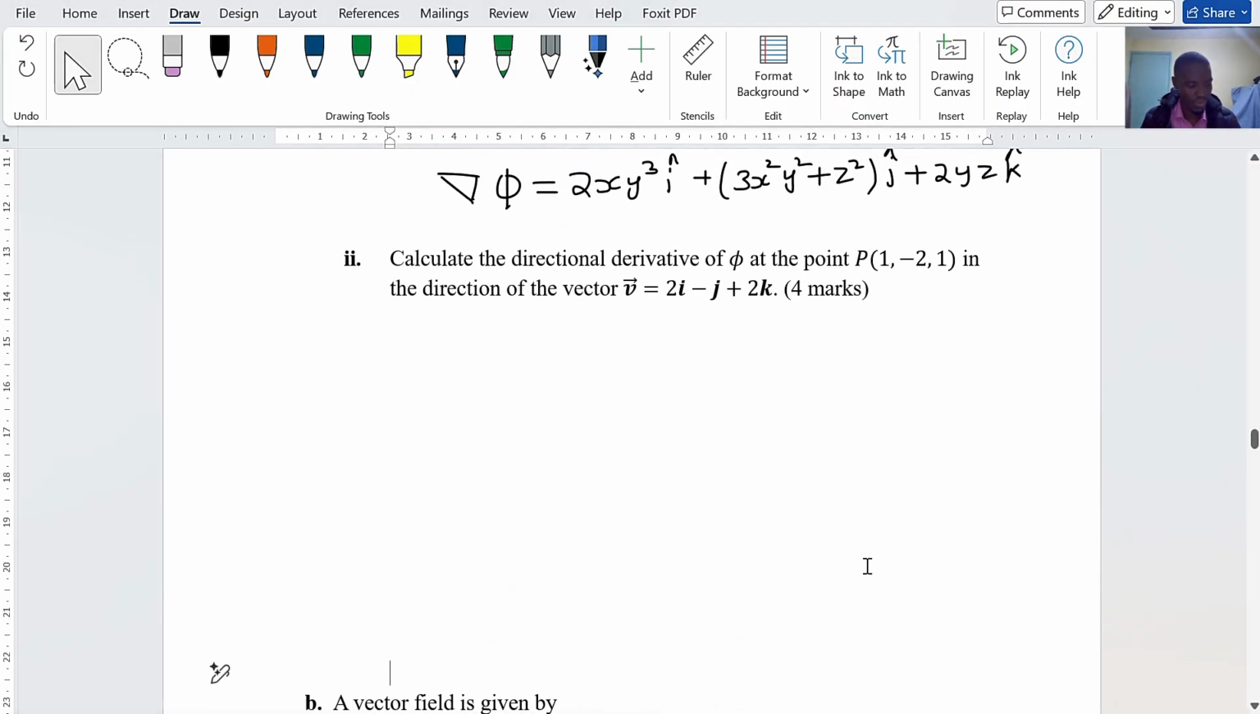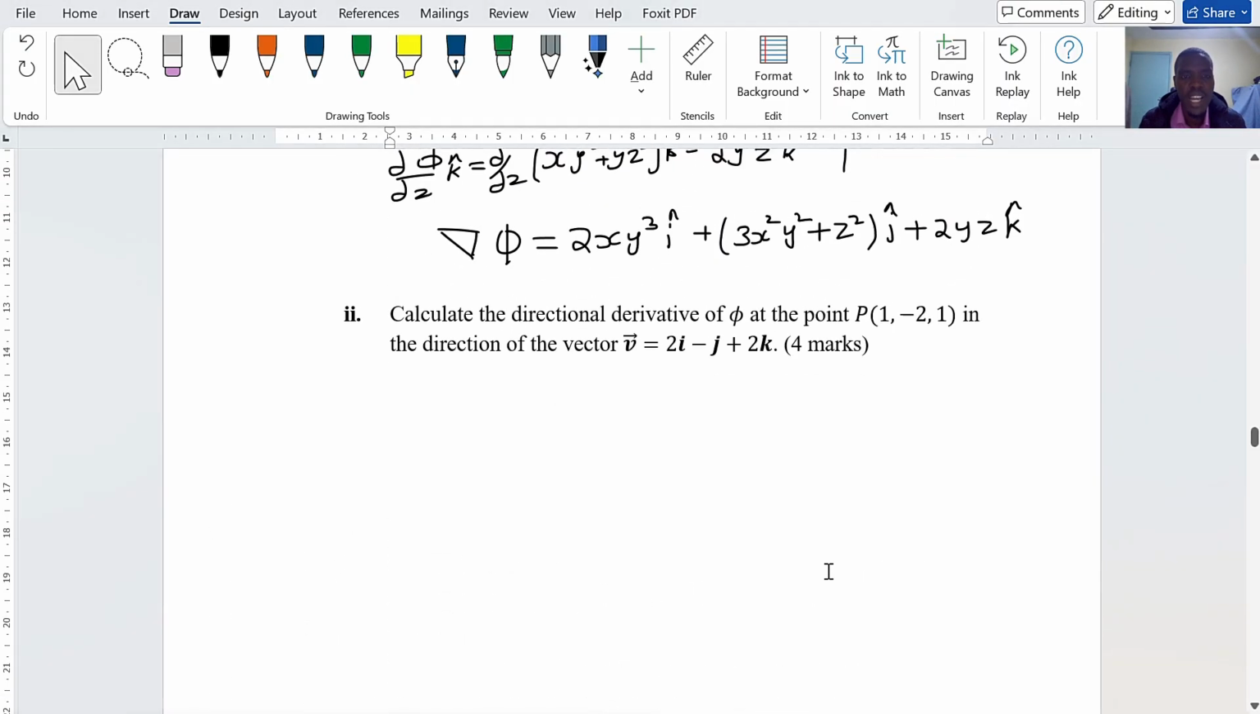Now in Roman 2, you are asked to calculate the directional derivative of the scalar at the point P in the direction of the vector v, 2i minus j plus 2k. Now first, let's evaluate the gradient at the points. So we are going to evaluate our gradient at the points 1, -2, 1. So if you look at here, this is our x, this is our y, and this is z. So let's substitute.